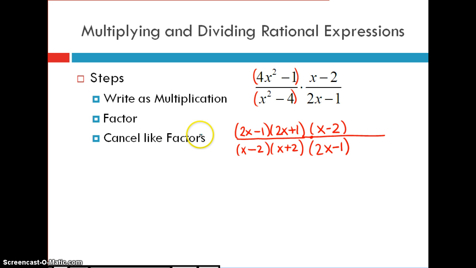And now it says cancel like factors. So I would cancel out this factor, I would cancel out that factor, and my final answer then would just be 2x plus 1 divided by x plus 2.